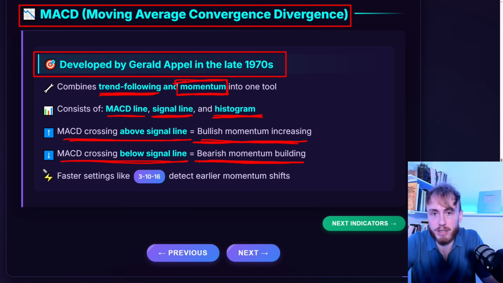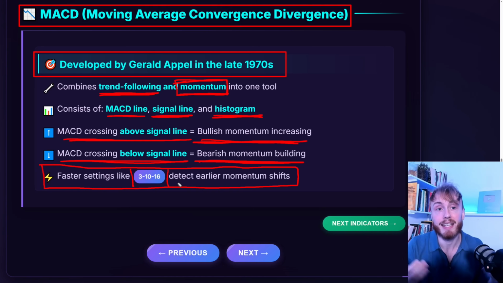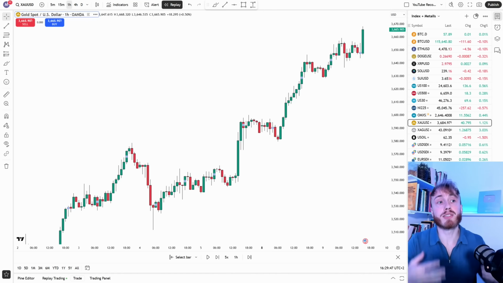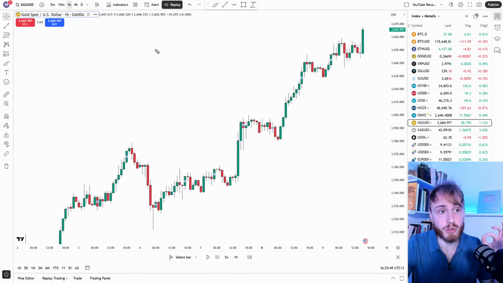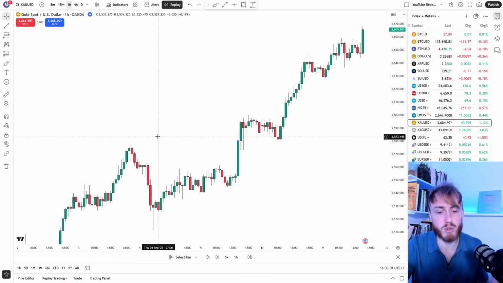And just as with the RSI, you can of course change the settings. One of my personal favorite settings is a setting called 3-10-16, and I will show you exactly how to achieve these settings in this video. But right, so now let's jump back here into TradingView. I'm currently looking here at gold, and we are on the 1 hour time frame. Throughout this video, as I have already mentioned, I will use a variety of time frames and so on, just to show you guys that most of these indicators can be used on all time frames.